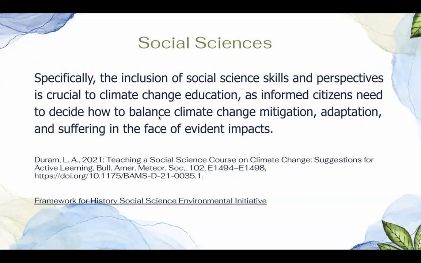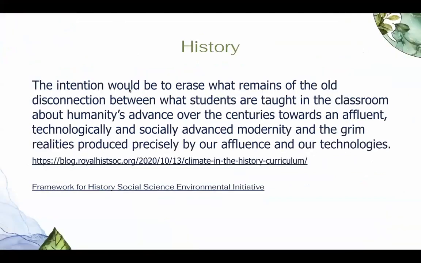Social science is actually required by law in California to teach environmental things, but I don't really see that so much because it is hard. But specifically, the inclusion of social science skills and perspectives is crucial to climate change education, informed citizens, mitigation, adaptation, suffering. So I think that is really important for social sciences to address. But history might have to do the most reframing and the most work for themselves.